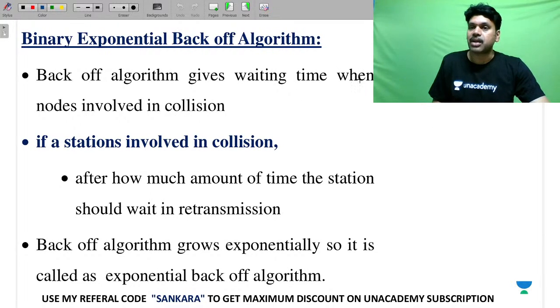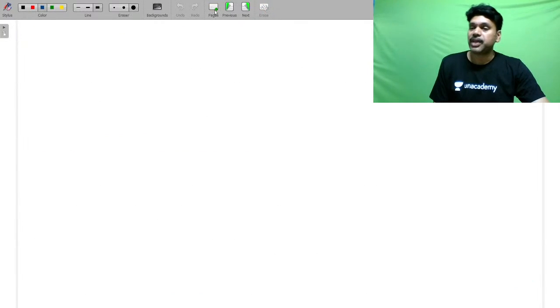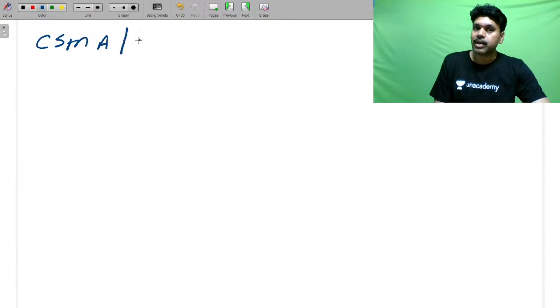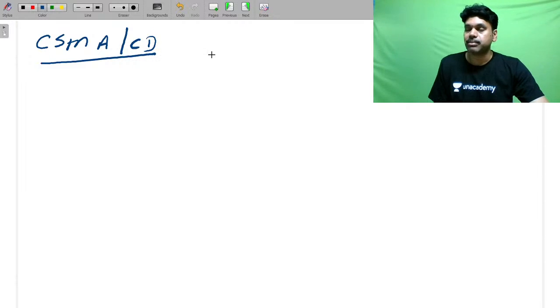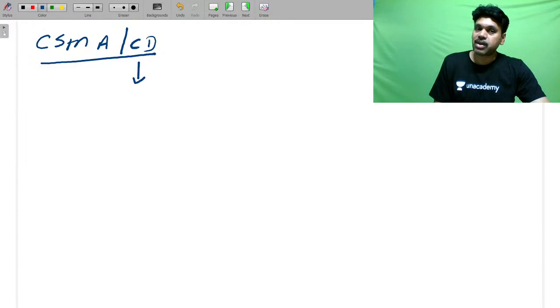So now let us start. What is the benefit of binary exponential Backoff algorithm? Last session we discussed, so let me go back for one small recap. Last session we learned about CSMA/CD. So what is the concept? It is the concept of collision detection.